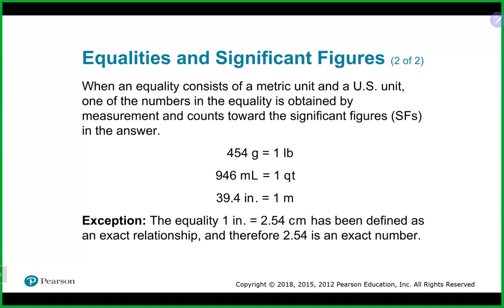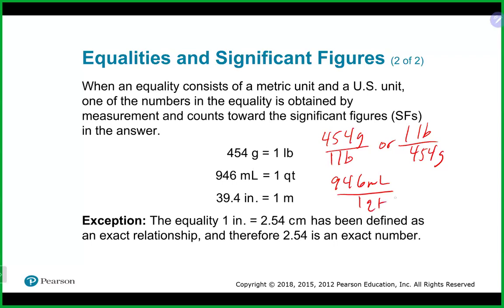Here are some that are metric and English, and we do need to look at these when we use these. So for each of these, we could write a conversion factor. We could write 454 grams over 1 pound. Our 1 pound is 454 grams. This would be 946 milliliters over 1 quart. Our 1 quart is 946 milliliters. And obviously we could do the same thing for the last one there.